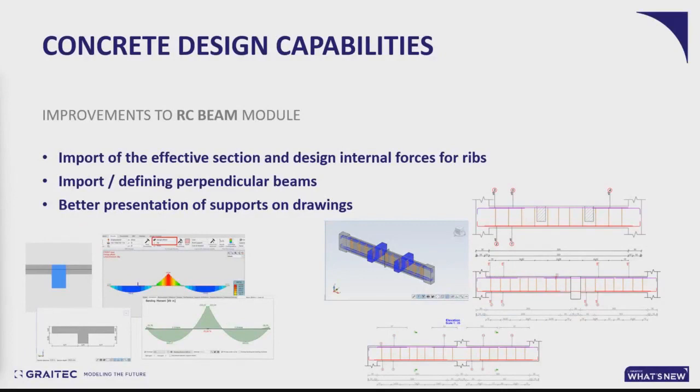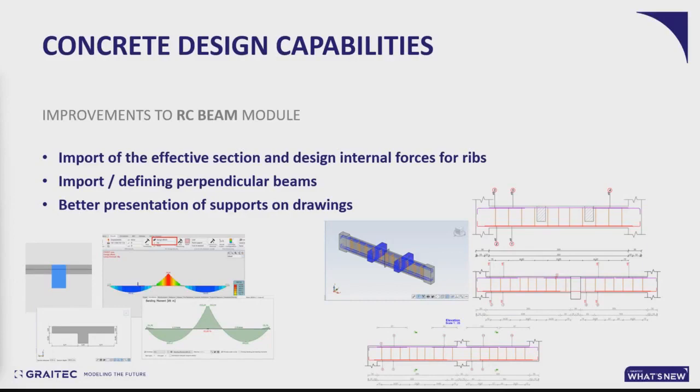Now, 3 quick points related to improvements to the RCB module. First, with the new version, when a rib beam is exported from Advanced Design to the RCB module, instead of a rectangular beam section, the equivalent T section is imported with integrated design forces also.